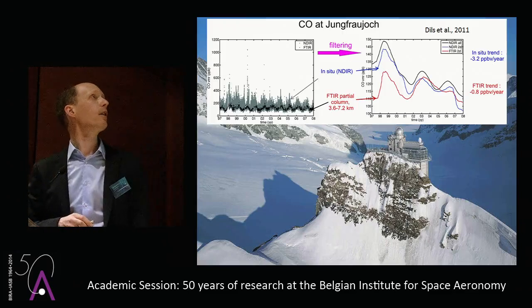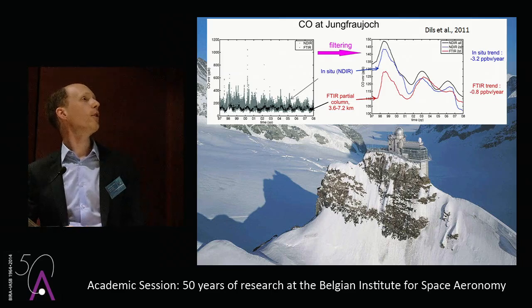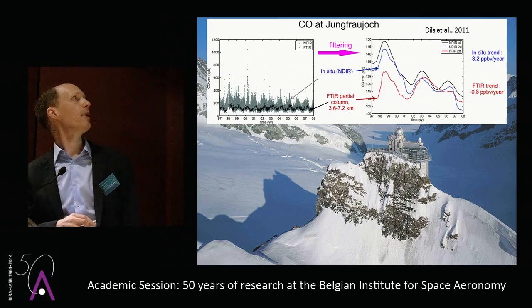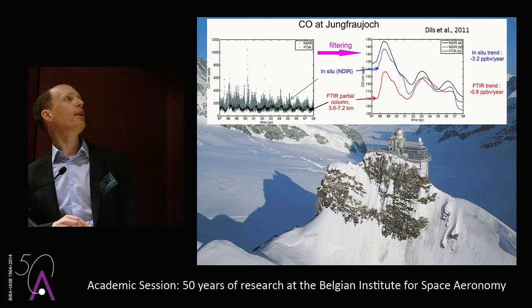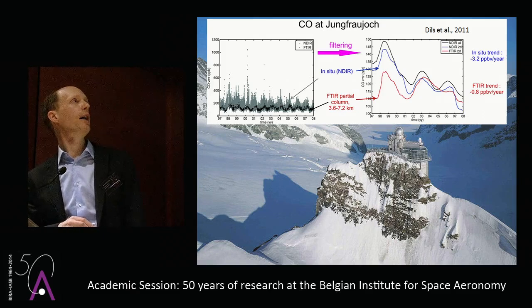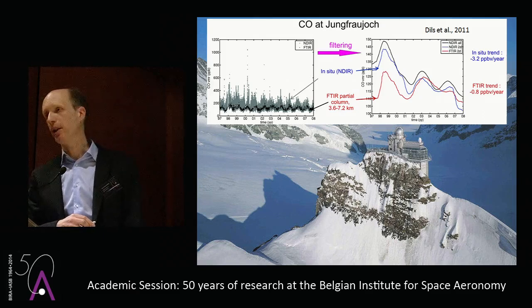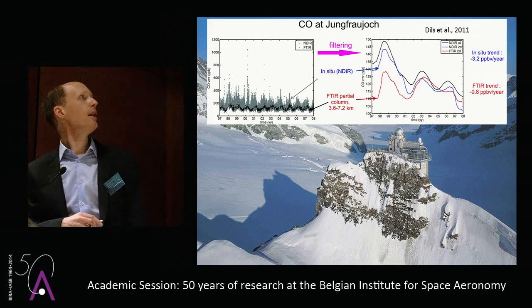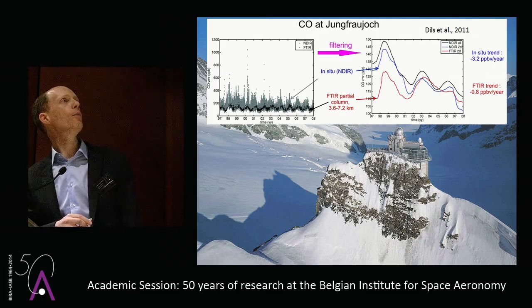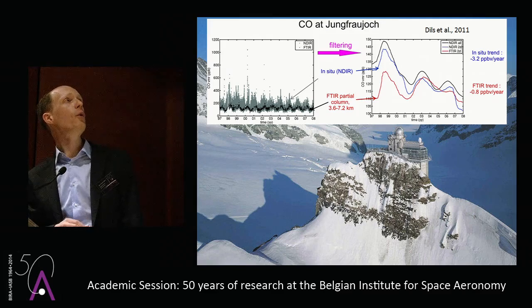In the troposphere, the data are extremely useful as well. So this is Jungfraujoch Observatory, and those are measurements, actually two types of measurements here. One is the FTIR partial column below 7 kilometer altitude, and the other is the in situ measurements. And actually, by filtering those data, you get those curves, and this one is the in situ CO concentration, which is decreasing much more rapidly than the FTIR data.